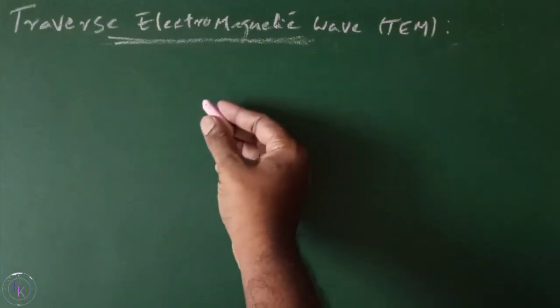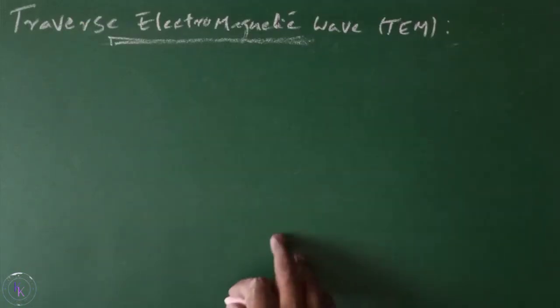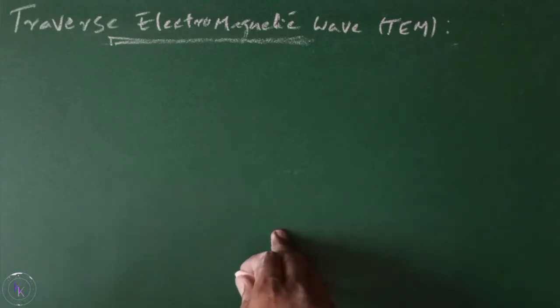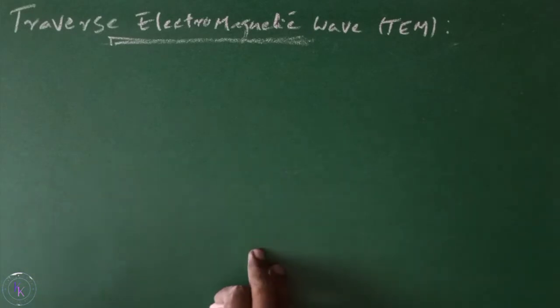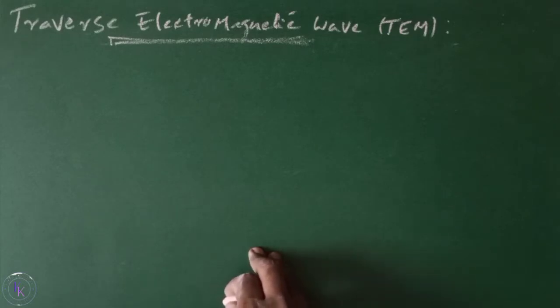Transverse electromagnetic wave, TEM. A uniform plane wave is a transverse wave. Let us consider a wave which propagates in the positive direction of the x axis. For any wave traveling in the x direction, the y and z components of the field are zero since the field is a function of x and t only.